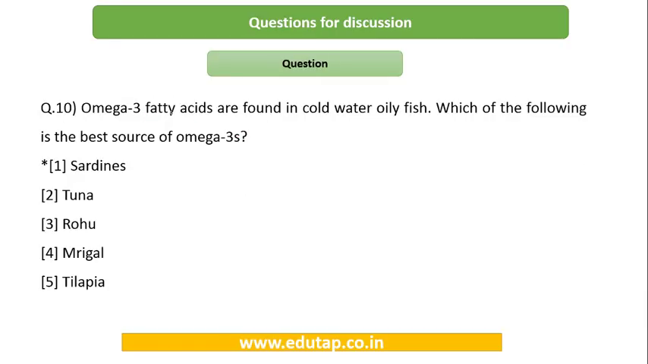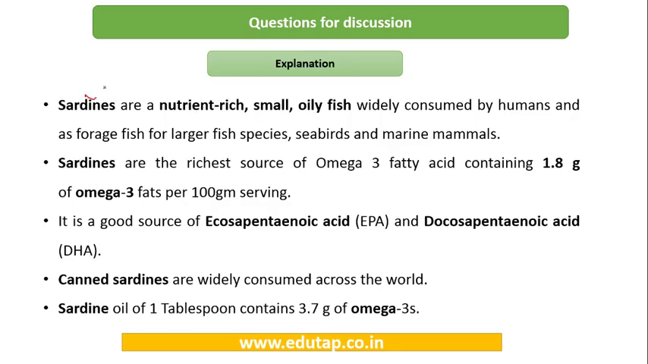Okay, again, omega-3 fatty acids are found in cold water oily fish. So which of the following is the best source of omega-3s? All these fishes, the names are given. Sardines are the best known sources of omega-3 fatty acids. We had also seen this when we were seeing cod liver oil, right? So you need to understand this can be a probable question in the examination. Sardines are very small, oily fishes, and again, they are a good source of EPA and DHA.